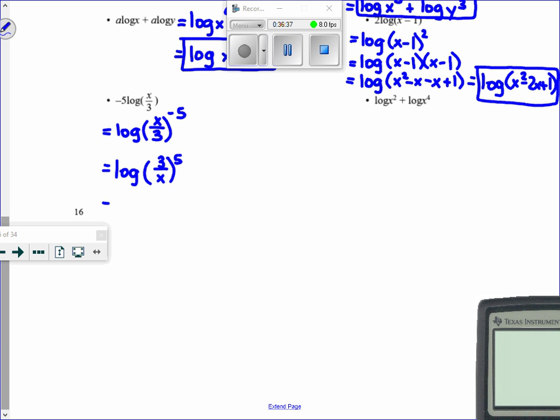So what this really means, if I expand this now, is log of 3 to the 5th power divided by x to the 5th power, which, because I have two logs in the same base and they are a quotient, this is the same thing as saying log of 3 to the 5th minus log of x to the 5th.